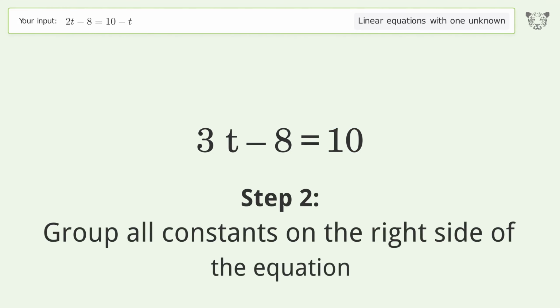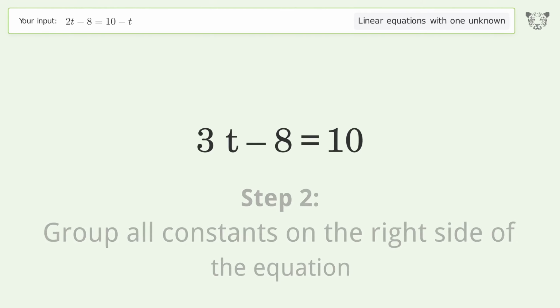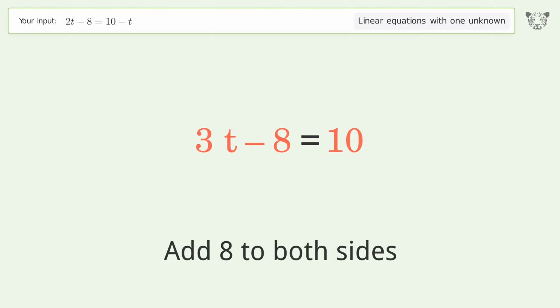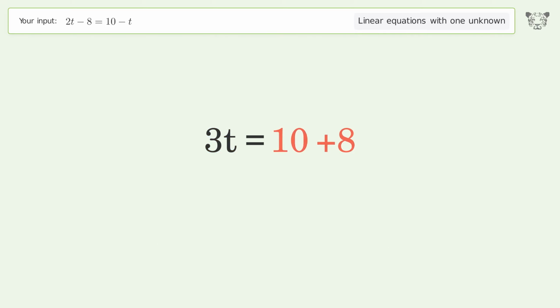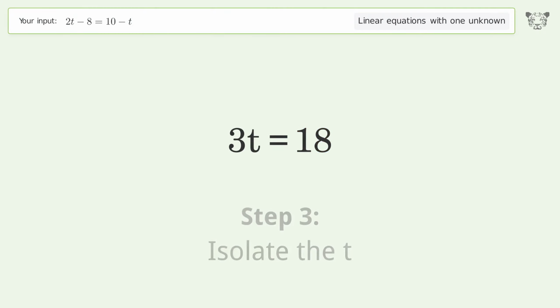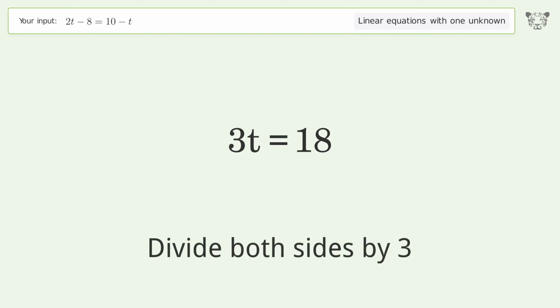Group all constants on the right side of the equation. Add 8 to both sides. Simplify the arithmetic. Isolate the t. Divide both sides by 3.